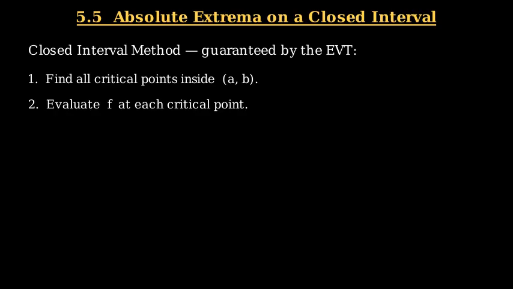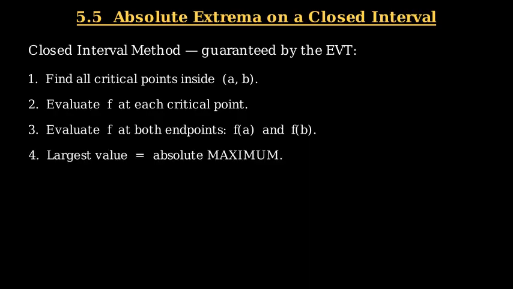Step 4. Integrate with respect to u. Step 5. Substitute back u equals g of x. Example. The integral of x times cosine x squared dx. Let u equal x squared. Then du equals 2x dx. The integral becomes the integral of cosine u du, which equals sine u plus c, which equals sine of x squared plus c.